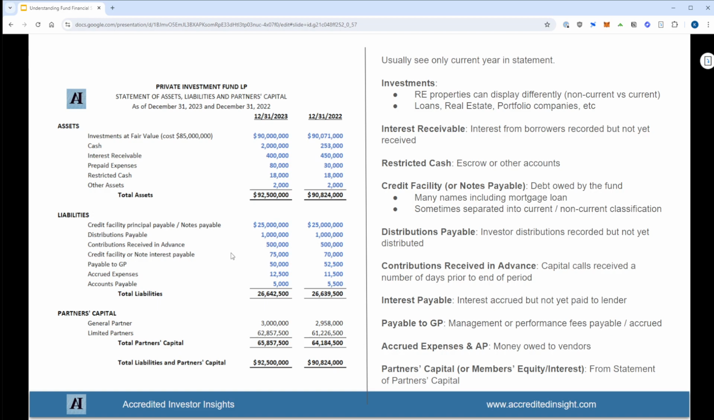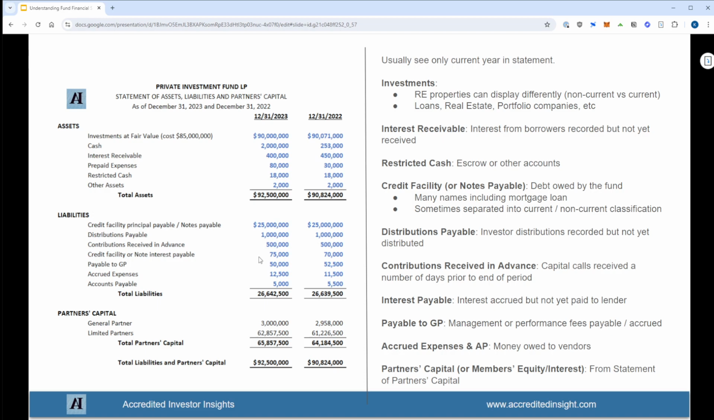The interest payable, again, should be pretty easy to figure out. That's interest accrued but not yet paid to the lender. Payable to GP comes under many different names as well, but this can include various things from asset management fees that are accrued, performance fees, they're accrued just not yet paid. Can have different names. You may have asset management fee payable, performance fee payable, etc. So just something to be aware of. And finally, accrued expenses and accounts payable are typically pretty small, and these are bills that have been recorded but not yet paid as of the end of the year.